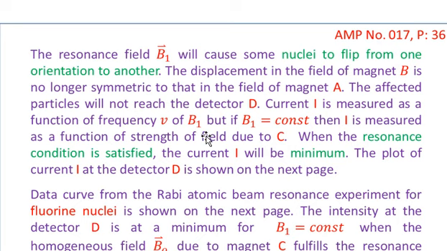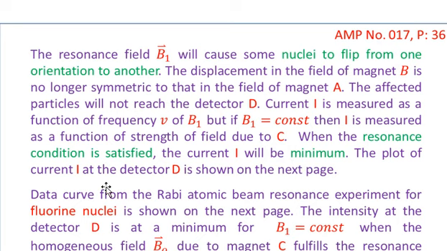So this is the one condition. But if you set B1 to be constant, then I, that is the current, is measured as a function of the strength of the magnetic field B naught due to magnet C. When the resonance condition is again satisfied, as you change the value of the magnetic field B naught by changing the values of the magnets C, the current I will be minimum. That is, a dip in the current will be observed at the resonance condition.